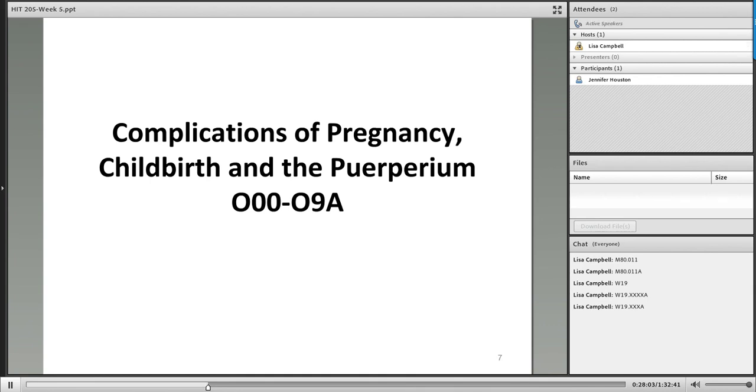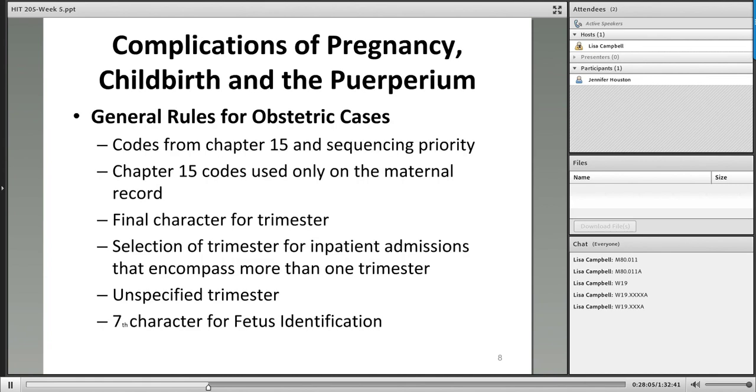So, for example, the first guideline they talk about is general rules for obstetric cases. And then the first guideline is codes from chapter 15 and sequencing priority. They give you the guideline, but then in the purple box, they give you the sequencing of a scenario. So a patient has a bladder abscess. They are at 25 weeks gestation. And then they give you the code.